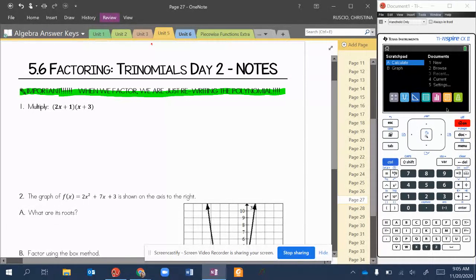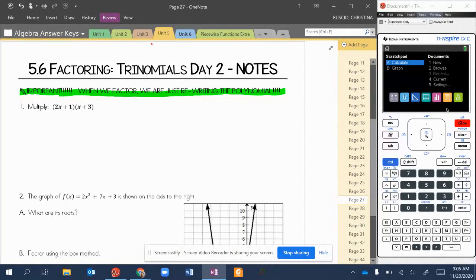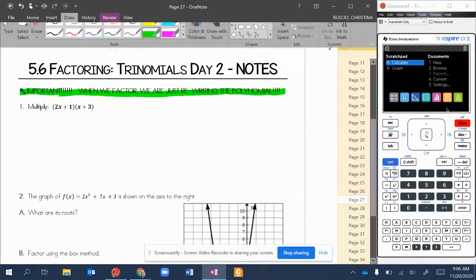So one thing that we want to just point out, when we're factoring, we're just rewriting the polynomial. So this is very important when it comes to checking our work. So let's dive right in.